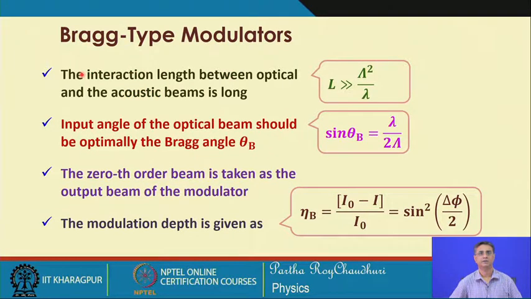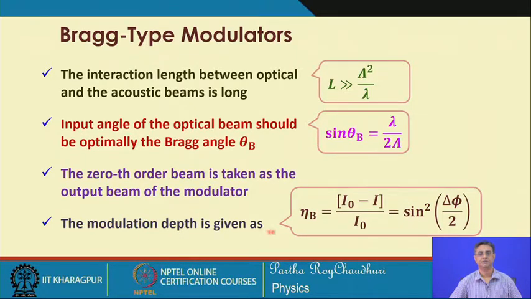Bragg-type modulator. The interaction length between the optical and the acoustic beam will be long, so that it does see a volume grating instead of a thin phase grating, which was the case of the Raman-Nath type diffraction. And the input angle of the optical beam must satisfy the Bragg condition optimally, that is sin theta b will be equal to lambda by twice capital lambda, which is the period of the acoustic wave. The 0th order beam is taken as the modulator output, that is when at the maximum of its modulation, then the 0th order beam will be 0, and the first order beam will contain the maximum output.